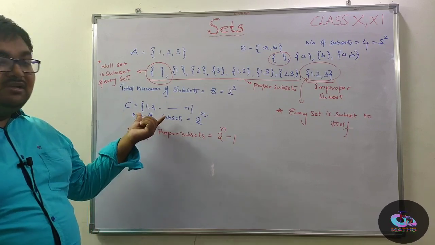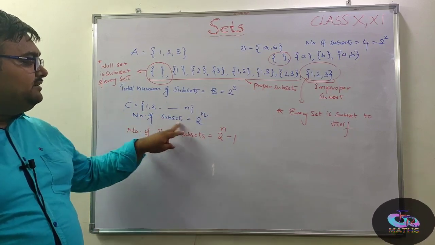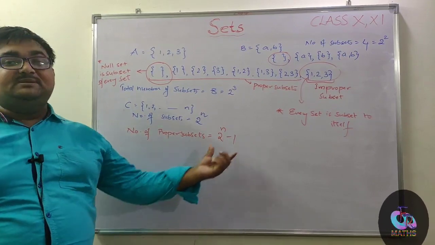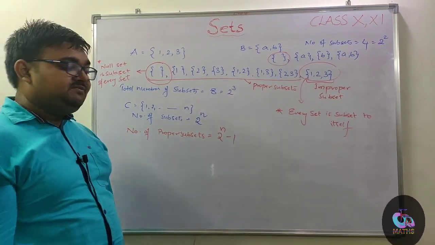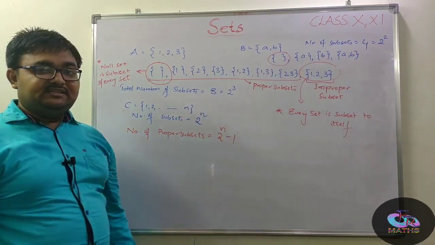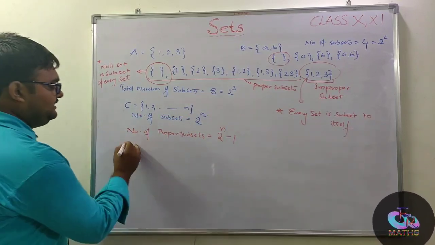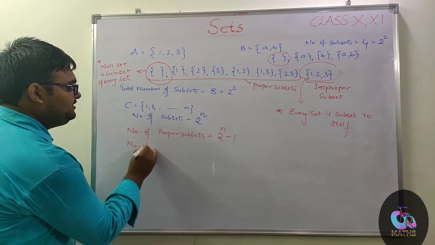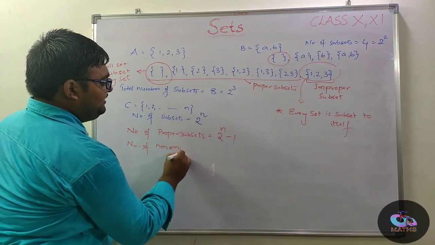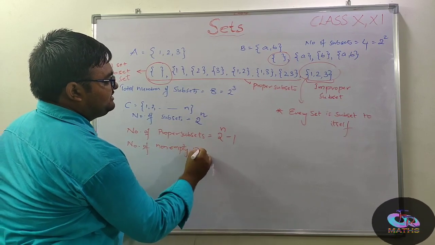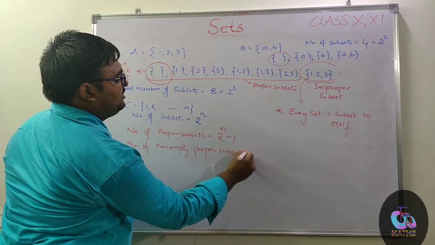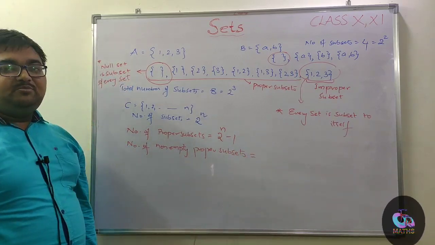So from this we have concluded that the number of subsets is 2 power n. Next, number of proper subsets is 2 power n minus 1. So why this minus 1 came means we are removing the set itself. Next, there is one more particular condition. So number of non-empty proper subsets, number of non-empty proper subsets.